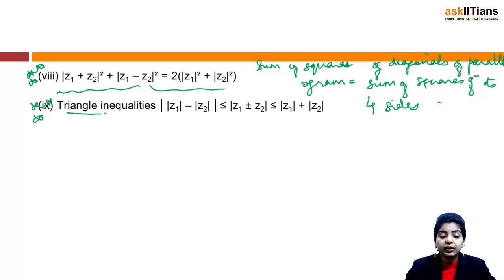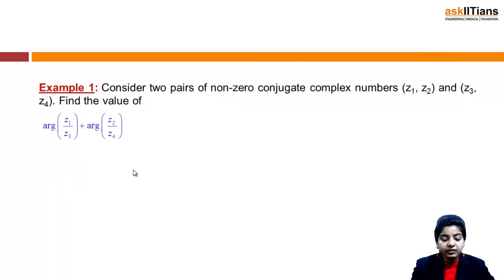Okay, then we have the triangle inequalities, which says modulus of mod z1 minus mod z2 is less than or equal to modulus of z1 plus minus z2, which is further less than or equal to mod z1 plus mod z2. Now let us discuss some examples based on this. Consider two pairs of non-zero conjugate complex numbers z1, z2 and z3, z4. Find the value of argument of z1 by z3 plus argument of z2 by z4.